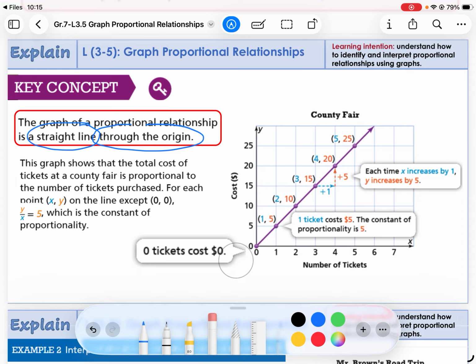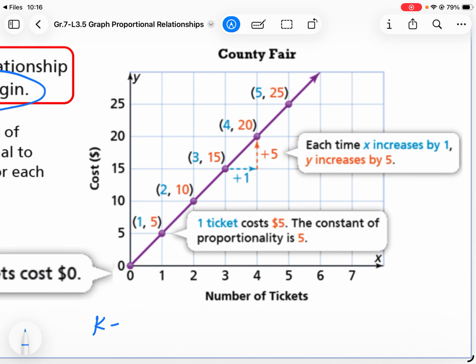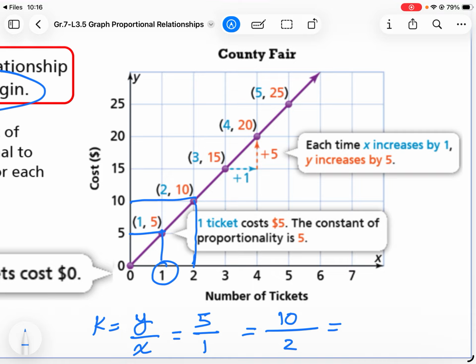So let's look at this one, for example. Here, as you can see, if we want to find the constant of proportionality using this graph, we can easily find it. We know that k is equal to y divided by x. Let's take the value of x to be 1. When x is 1, the value of y will be 5. If we want to make sure that k is actually equal to 5, let's take another piece of data. For x equal to 2, the value of y will be 10. And 10 divided by 2 is 5, the same as 5 over 1.